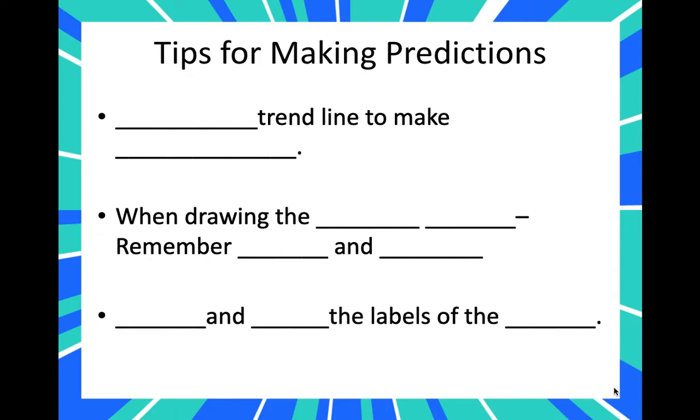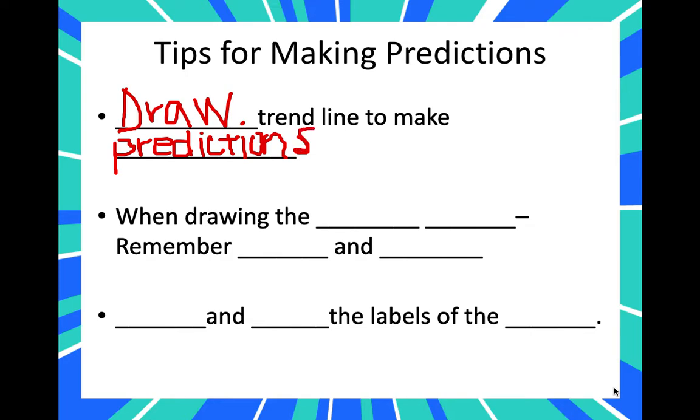All right. So the first thing it says is blank trend line to make blank. We are going to draw trend lines. Like I said, this is not my best pen. Draw trend lines to make predictions. Okay. All right. So again, it looks like a kindergartner wrote this, but we got it down. So that says draw trend lines to make predictions. And if you can't tell how to spell predictions, it's at the top of the slide.